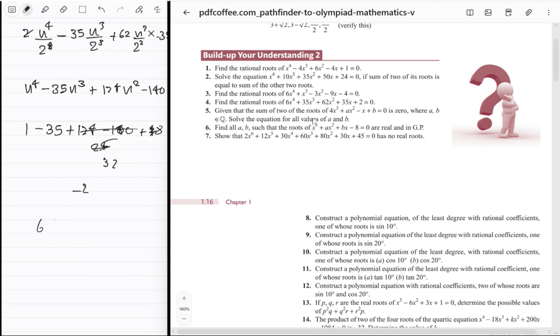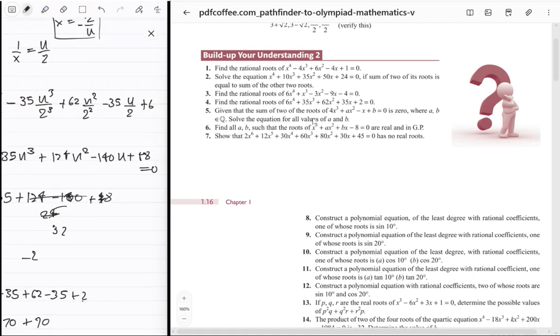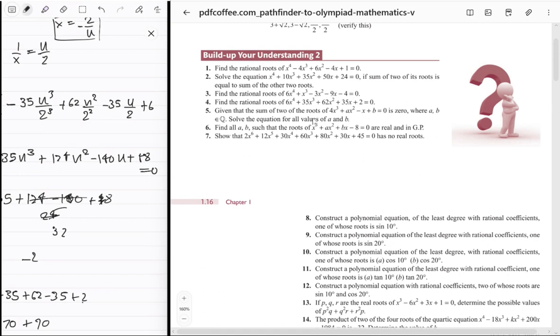It's got 6 minus 35, plus 62 minus 35 once again, and then plus 2. Is this going to work out? That's like minus 70, and then you got 8. Oh wow, that was very quick. So yeah, turns out u equal to 2 does work, in fact.